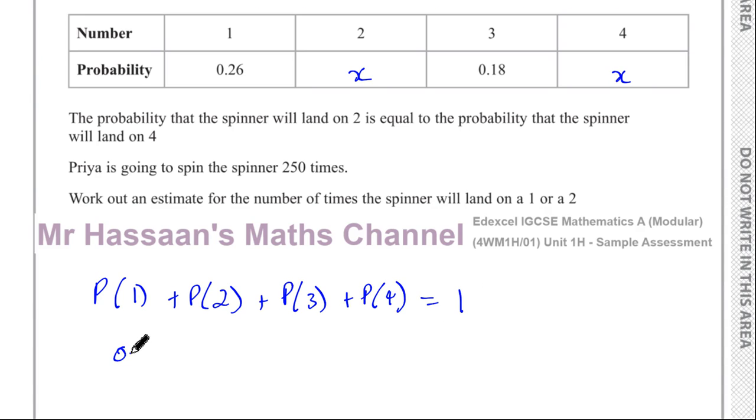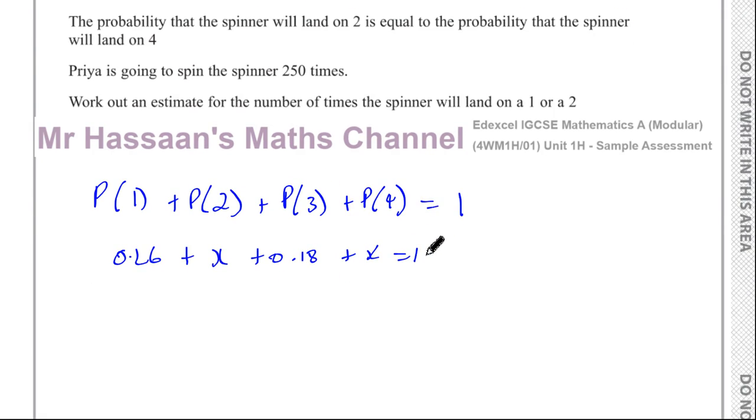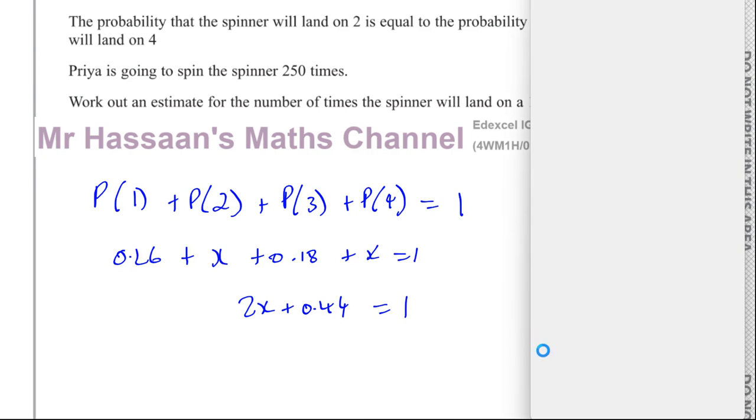So we can say 0.26 plus x plus 0.18 plus x is equal to 1. If we simplify that, we get 2x plus 0.26 plus 0.18, that's 0.44. Now, this is a paper you can use a calculator for, so I'm just going to make sure.